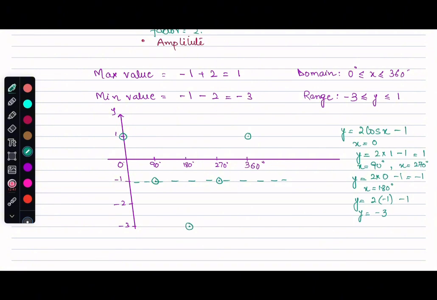And what I have seen here is that from the mid-axis up till 1, the amplitude is 2 units. I can see it's a 2 unit. On both the sides of the mid-axis, I can see the amplitude here, which is a 2 unit. So this is a quick way of sketching the graph.